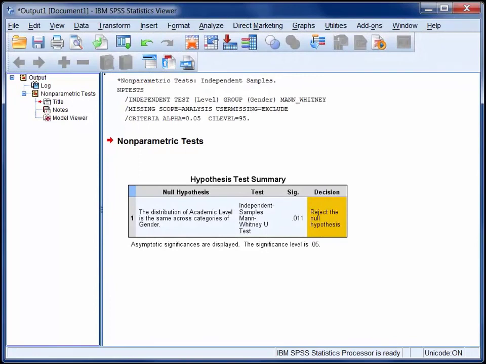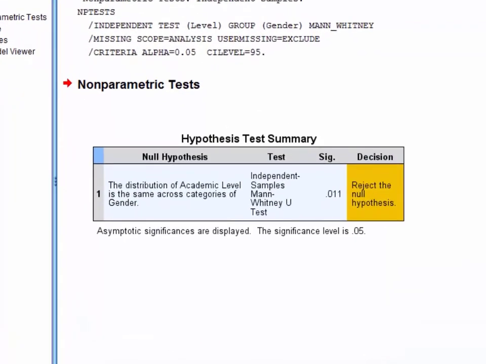When you run a Mann-Whitney test in SPSS, the default display is quite minimal. However, it can be expanded to provide more detail. Before that though, let's work through this hypothesis test summary table. So here we can see that an independent samples Mann-Whitney U test was run, and the null hypothesis for this test was that the distribution of academic level is the same across categories of gender.